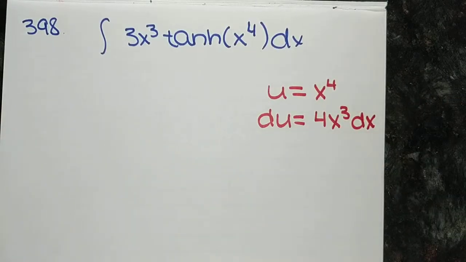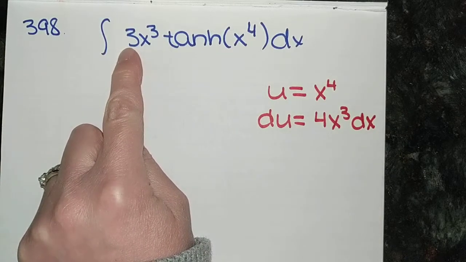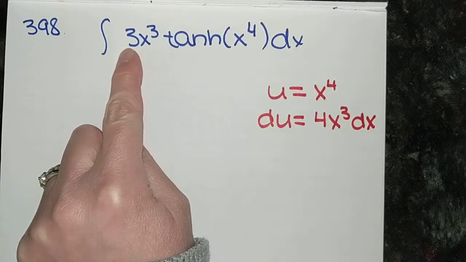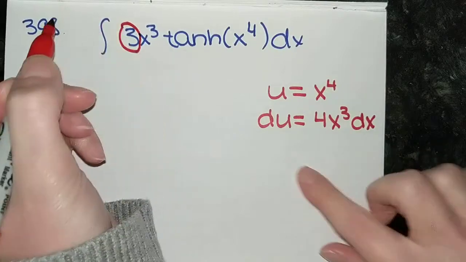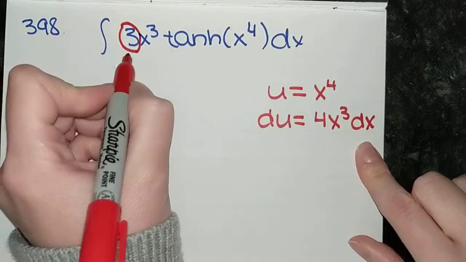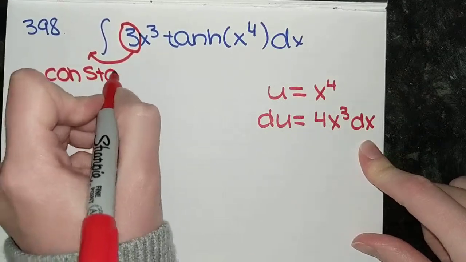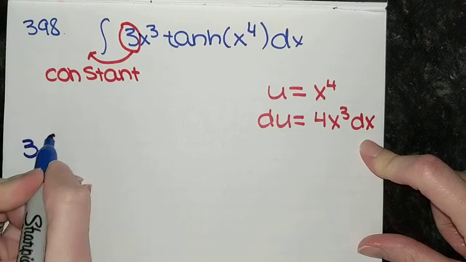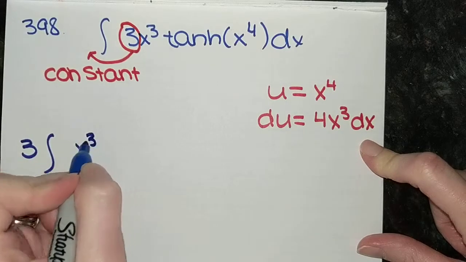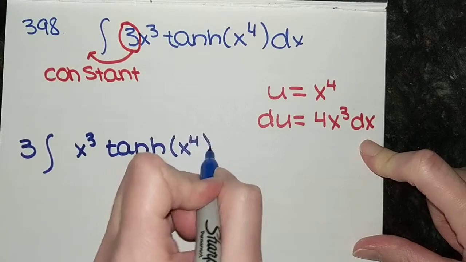What is interesting about this question is you have this little 3 out here, and that 3 isn't really going to contribute to our du. So what you might want to do, and this is totally up to you, is slip that out as a constant that can be brought in front of the integral. So I'm going to start off by bringing that 3 out, then we'll have our x cubed and then hyperbolic tangent of x to the fourth dx.